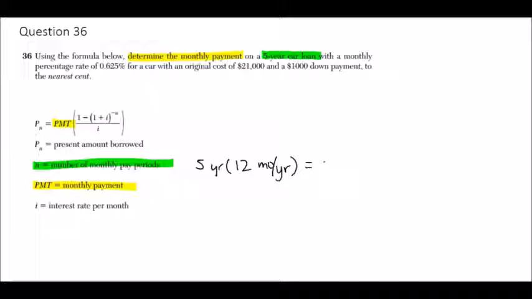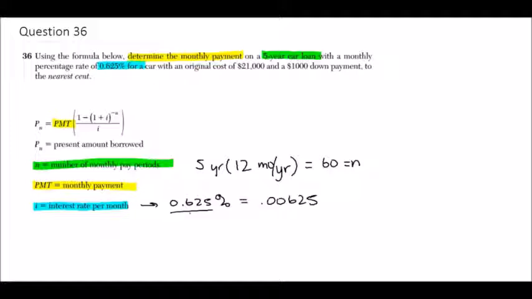There are 12 months in a year. So n equals 60. With a monthly percentage rate of 0.625, that is our R. Now, again, we have to convert that because this is in percent, and we actually need it in decimal form, 0.00625. And again, we divide that by 100 to get it in non-percentage form.